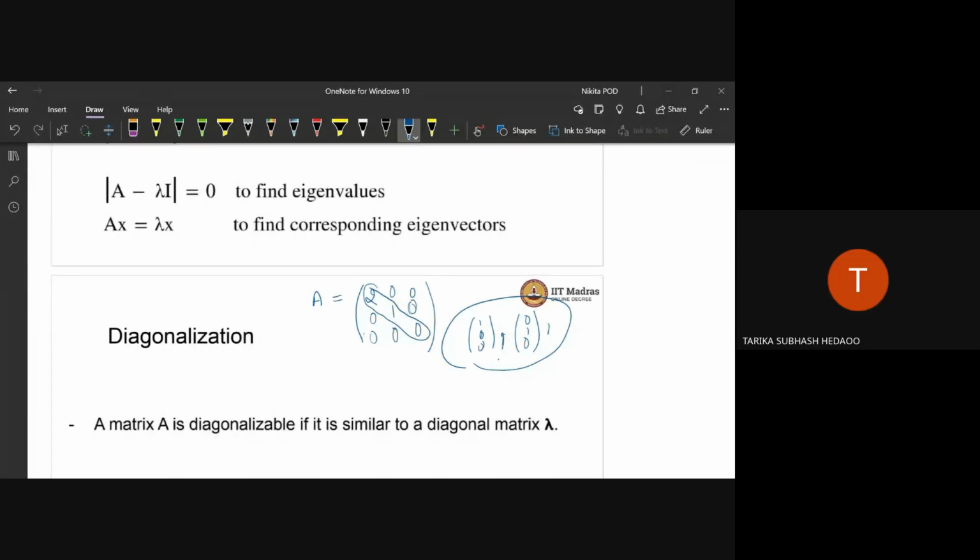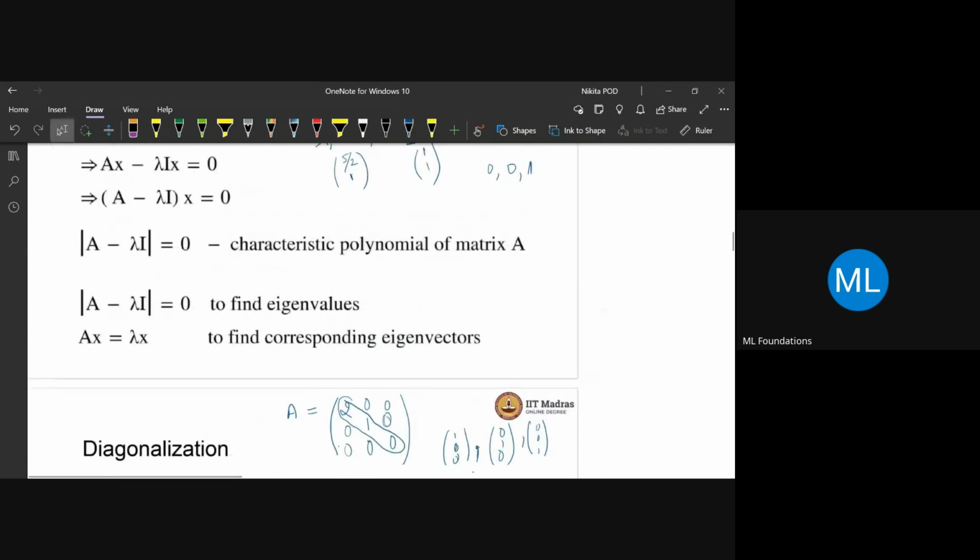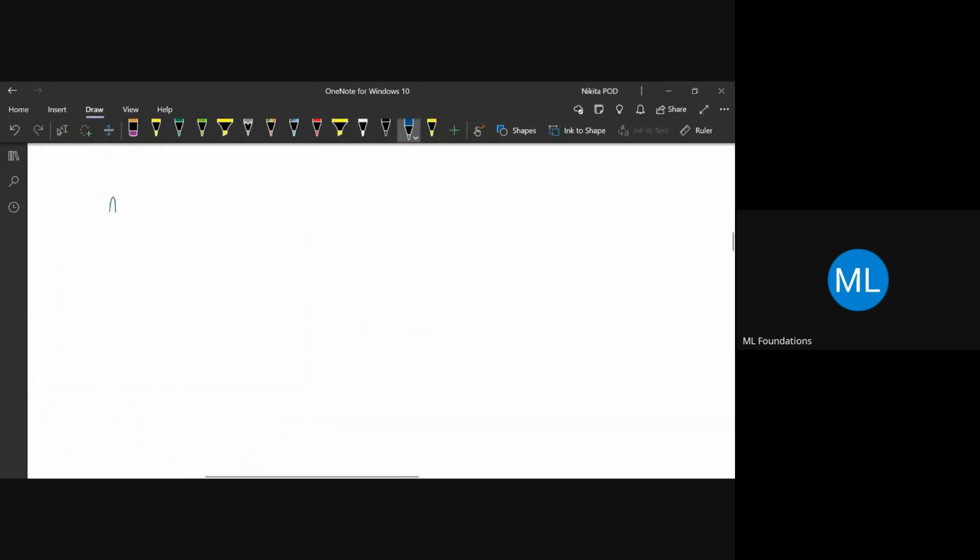0, 0, 1, and how about, ma'am, I will tell you one matrix: 3, 1, you write it in row. Okay, I'll write it here. 3, 1, 0, 3. Yes. Second row, that's another. Okay, yes. For this, we have eigenvalues 3 and 3, and eigenvector, we will have 1.